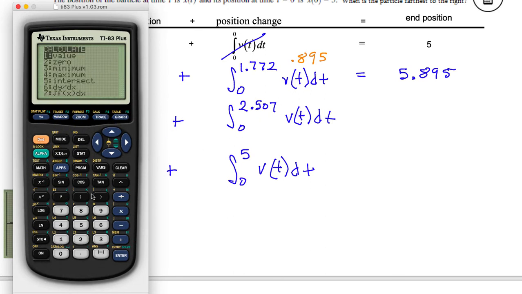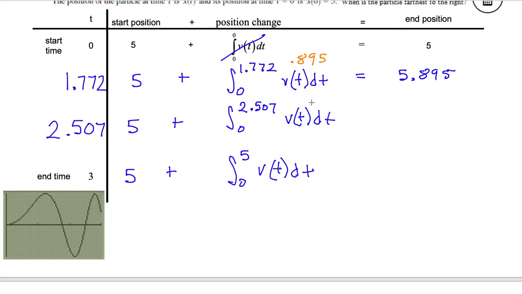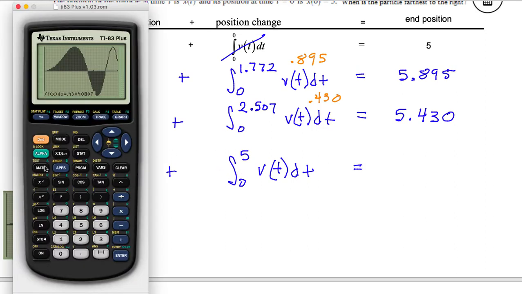So second trace 7, I'm going to go between 0, enter, and 2.507, enter. And it's now shading this region. You can't see it. This loading bar is still doing things. 0.430 rounding. So 0.430. And if I add those together, I get 5.430. All right. Between 0 and 5, so I'm going to do second trace 7, 0, enter, 5, enter.